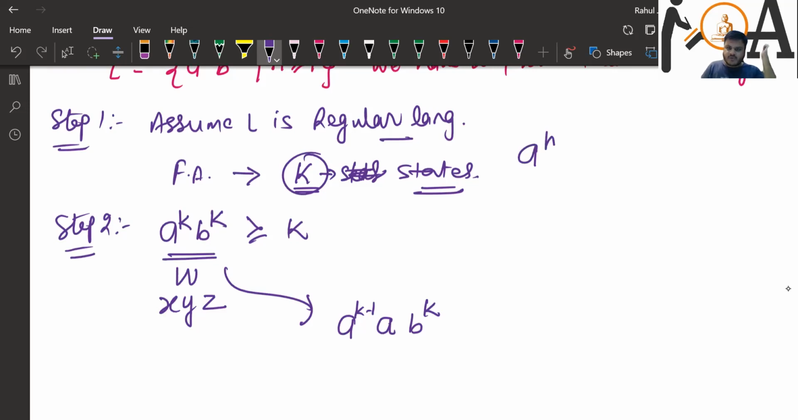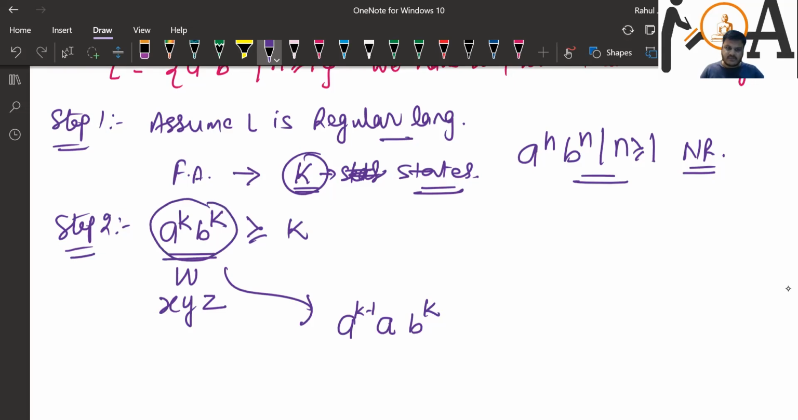Our problem was to prove that a to the power n, b to the power n, where n is greater than or equal to 1, is non-regular, correct? So let's say we take the problem for a particular k states. If it is regular, then it should be accepted with a finite set of states. I can break this into three substrings, X, Y, and Z. If Y is A, then X would be A to the power K minus 1 to balance this, isn't it? And B to the power K is Z.